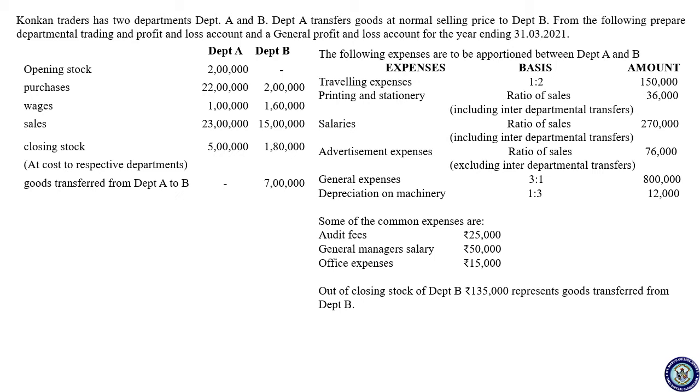Here in opening stock, they have not given any information regarding the interdepartmental transfer, but in closing stock there is 1,35,000 that is from the other department. So you have to calculate the gross profit rate of A department. Why are we calculating the rate of gross profit of A department? Because in B department's closing stock, A department has transferred the goods. When A department is transferring the goods, they will add their rate of profit. Okay, so we'll start with the solution. First you have to prepare the departmental trading and profit and loss account.